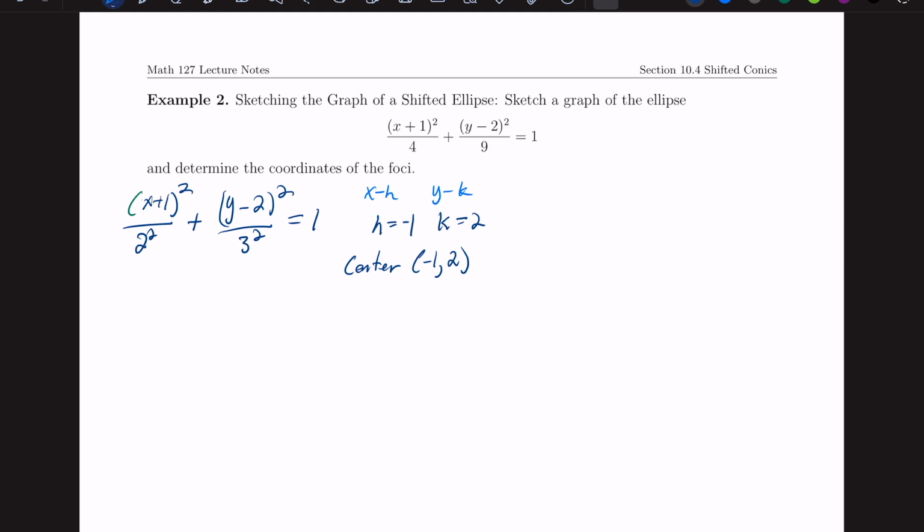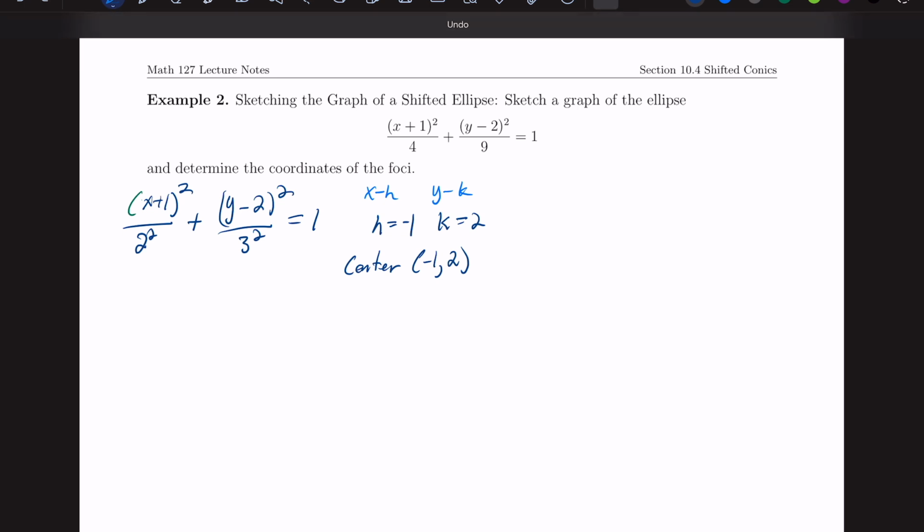Well, let's go through it simply. To get the points, we're going to simplify this. So the first thing we're going to do is simplify.